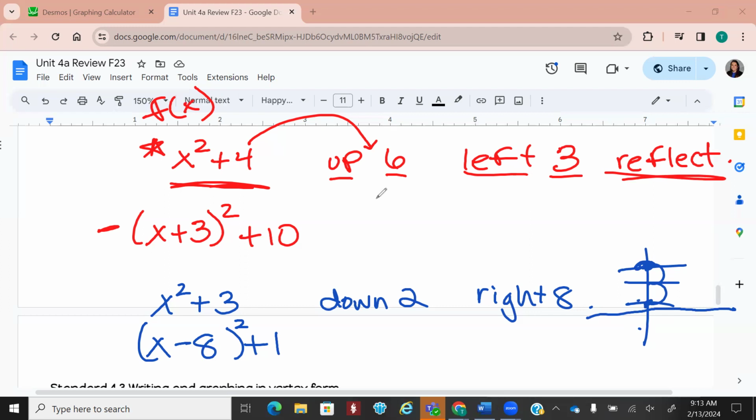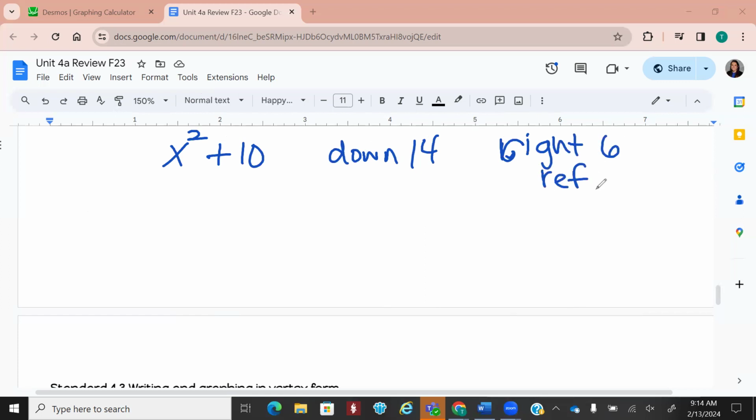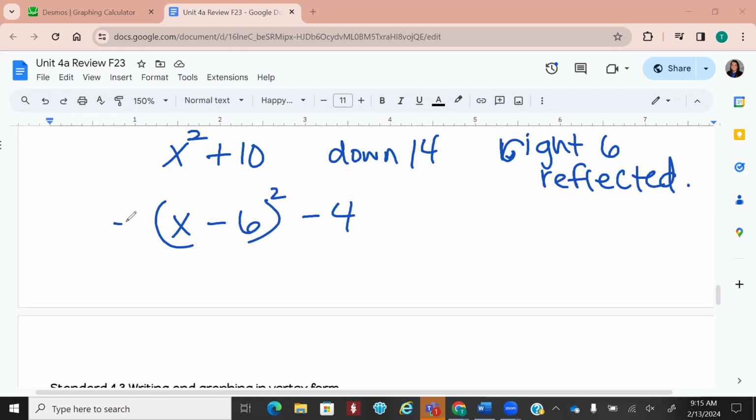We need another one? Yep. Okay, one more. All right, if I had x squared plus 10, and I went, let's do something crazy, down 14, and to the right 6, reflected. Take a second. So we've got down 14. So from 10 minus 14, that's going to be negative 4 on the outside. Right 6 is going to be minus 6. And reflected is going to have that negative out front.